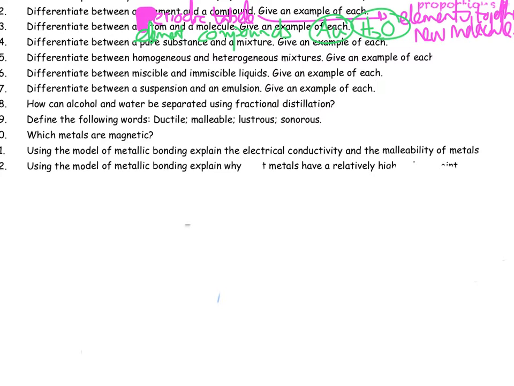Differentiate between a pure substance and a mixture. A pure substance has one type of elementary particle, and that elementary particle can be atoms, it can be ions, it can be molecules, any of those. Whilst the mixture has more than one type of elementary particle. A pure substance would be something like water, whilst a mixture would be sand and water.